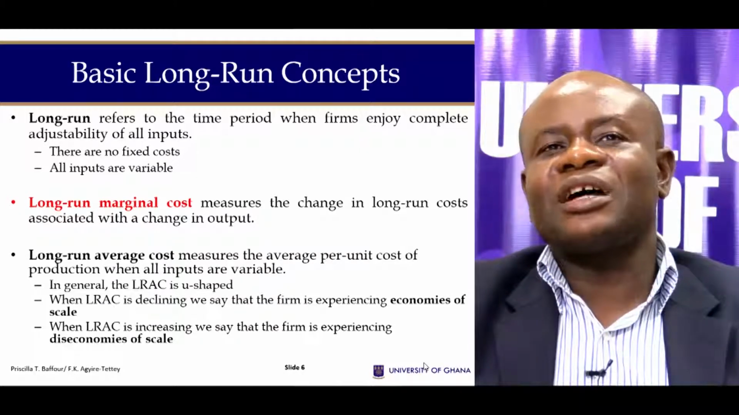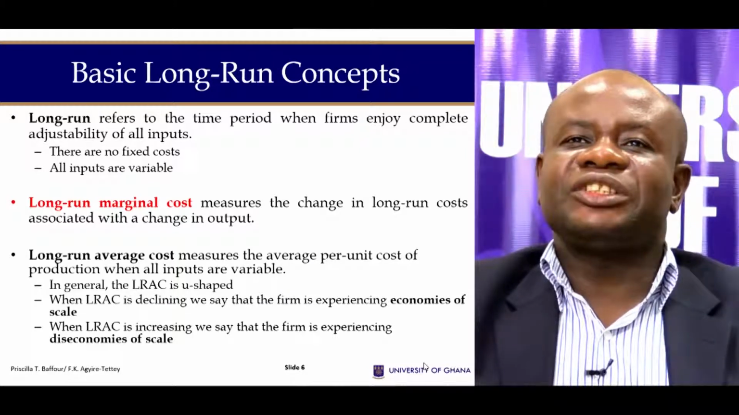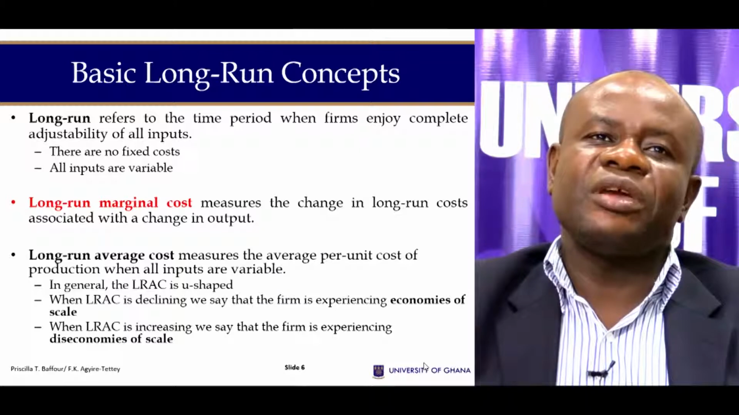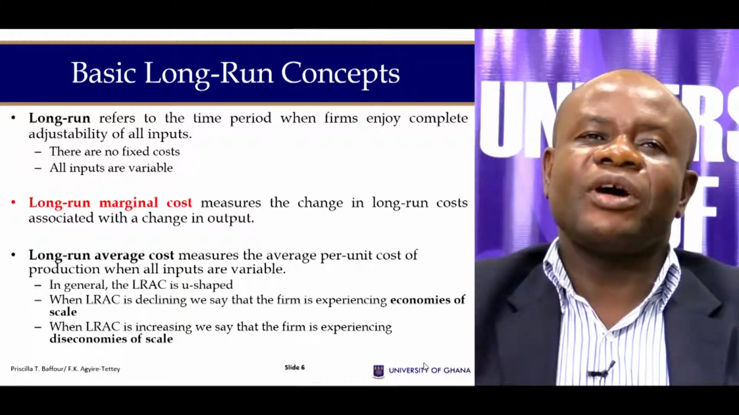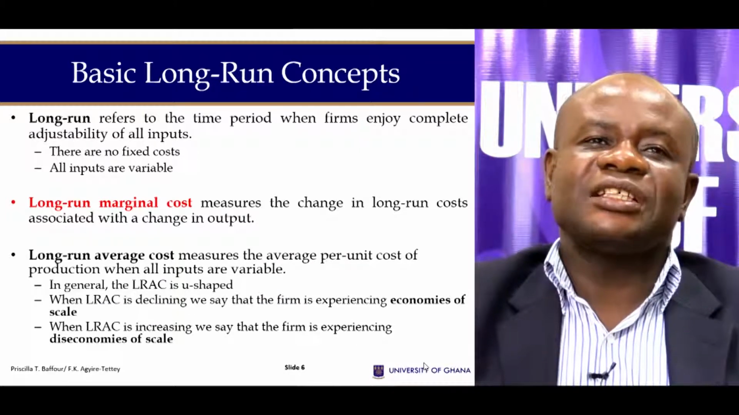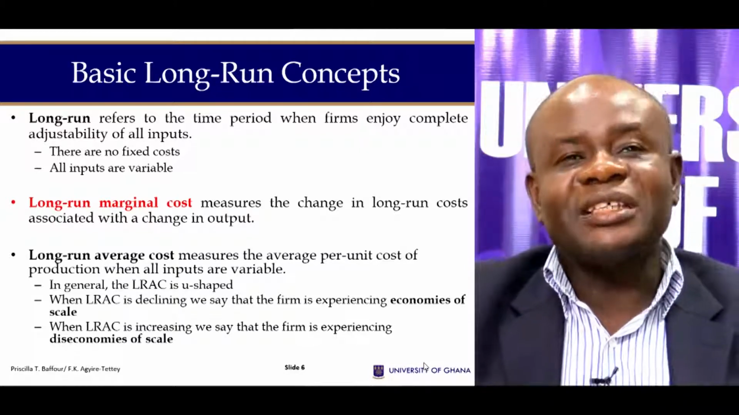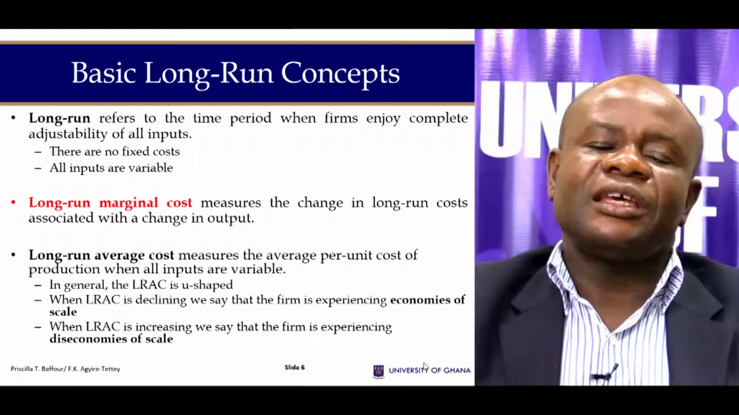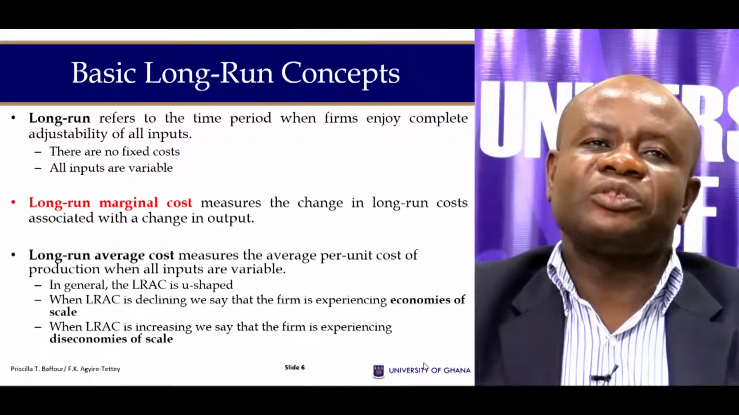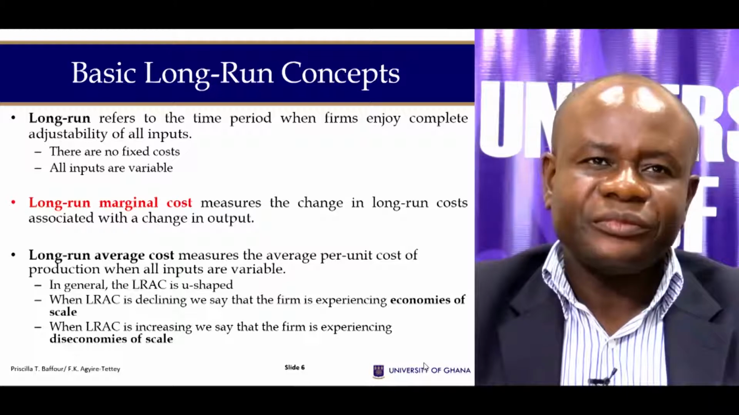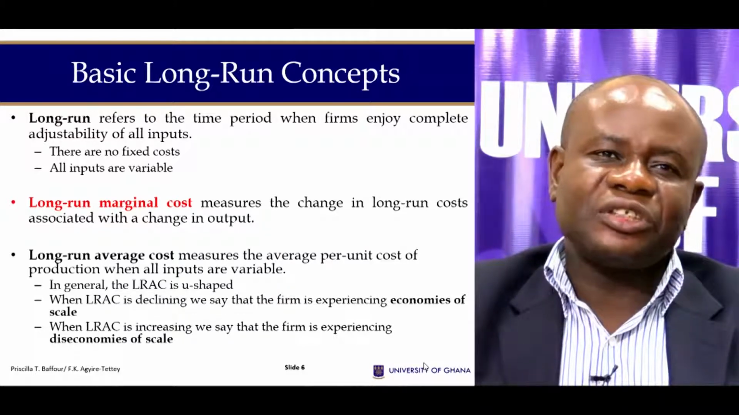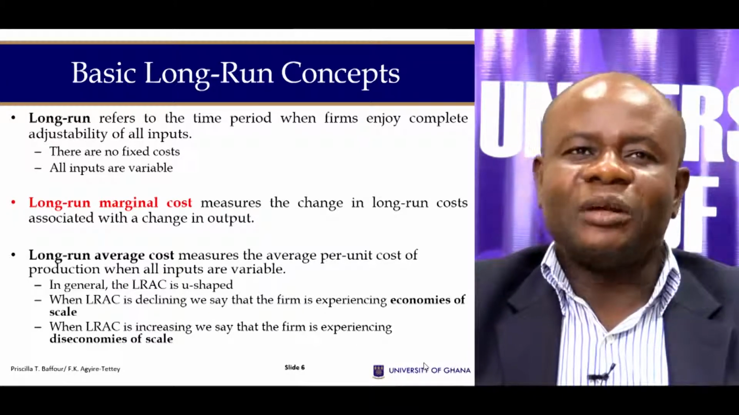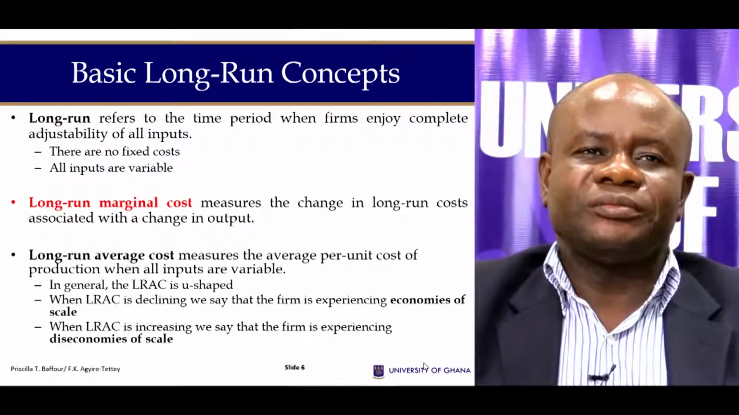Our long-run marginal cost measures the change in long-run costs associated with the change in output. In other words, the long-run marginal cost curve, just as the short-run marginal cost, measures the rate of change in the total cost incurred in the long run with respect to output. Our long-run average cost is also the long-run cost divided by the output that is produced.